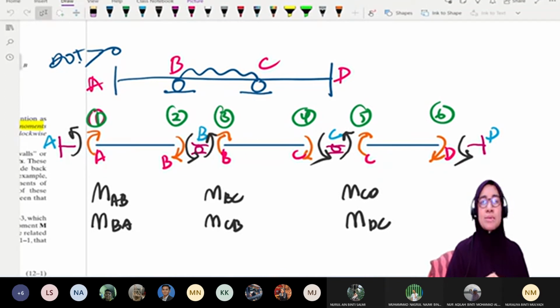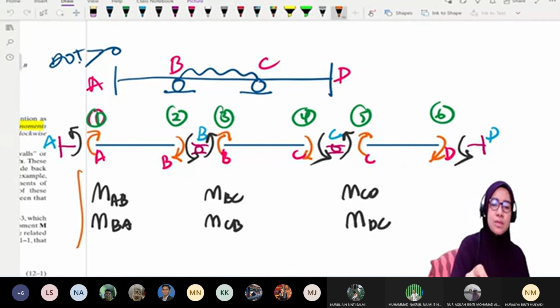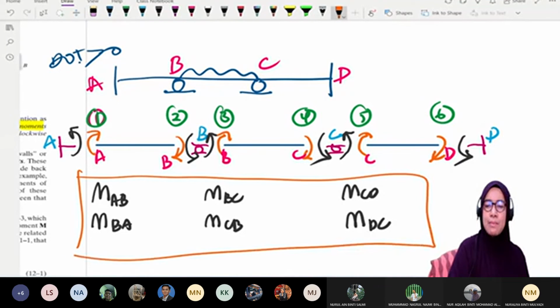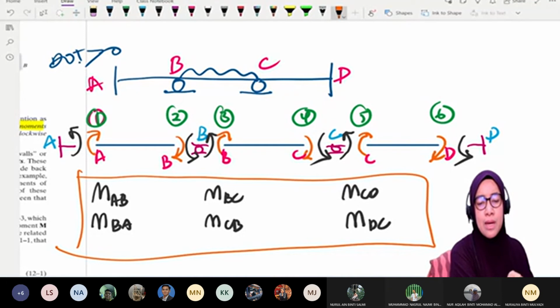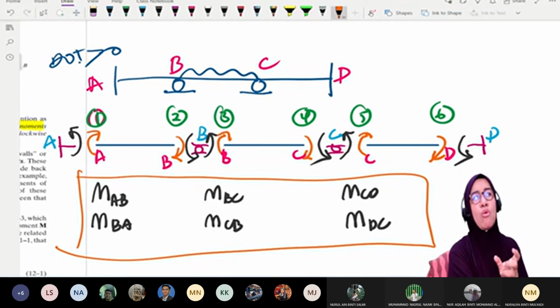So what actually is the member end moment? These six are the member end moments. It means if a question asks you to calculate the member end moments, you calculate these six. Each member has two ends and each end has a moment. That moment is called the member end moment.